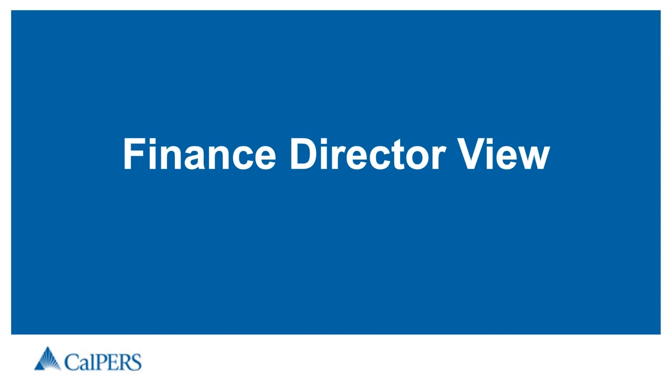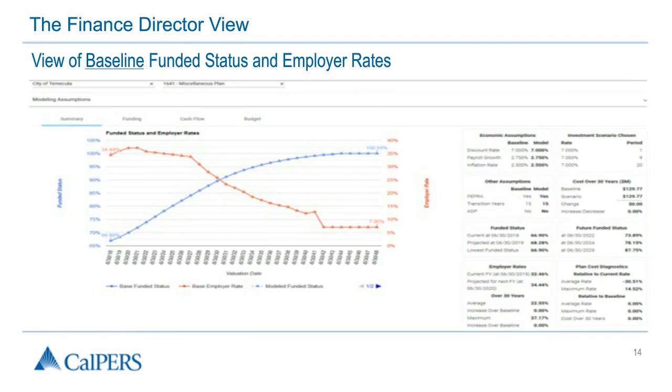Okay, shifting gears here, we're going to look at results from Pension Outlook from the perspective of a finance director for a public agency. Currently, this agency must have a non-pooled plan, as the Outlook tool for pool plans is under development and not available until later this summer. So this finance director has logged into My CalPERS and has selected the Pension Outlook button and then chosen her miscellaneous plan.